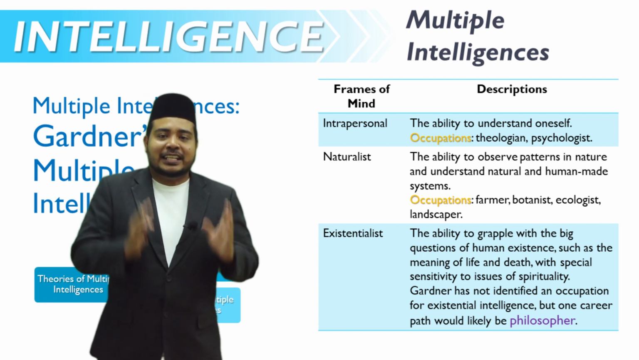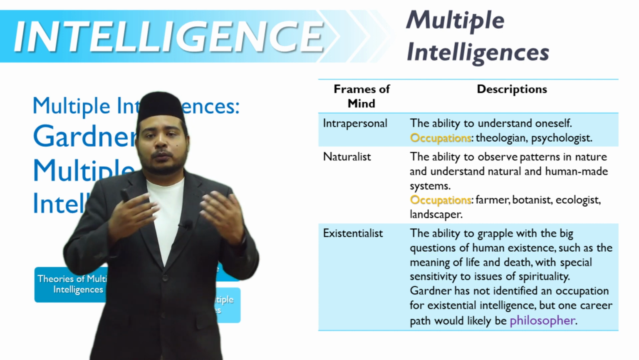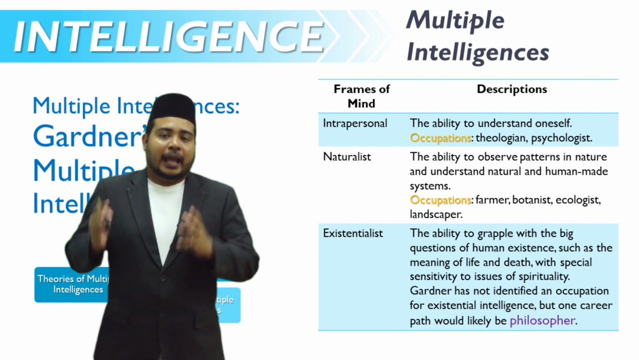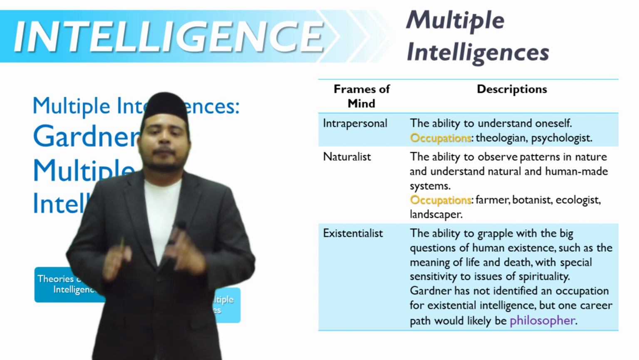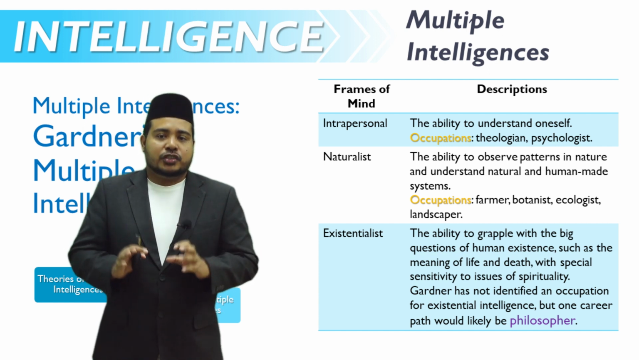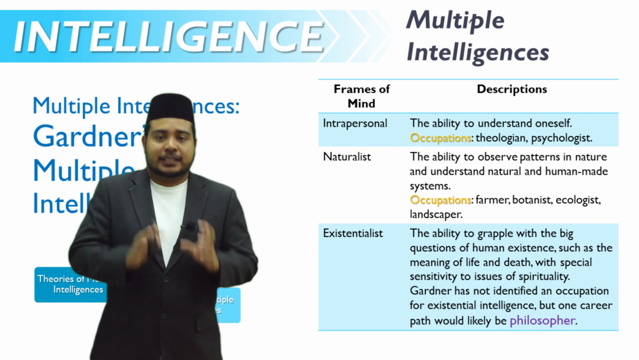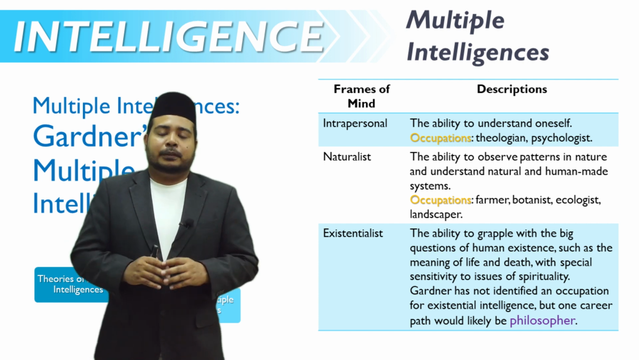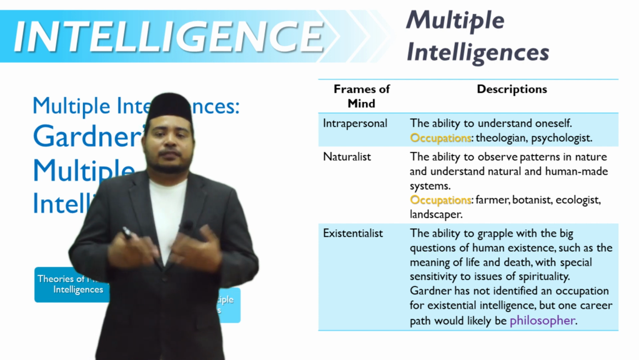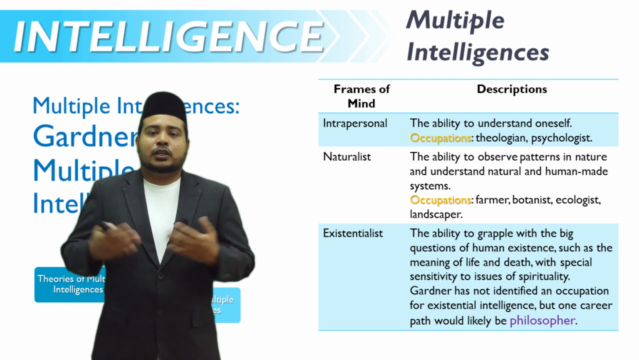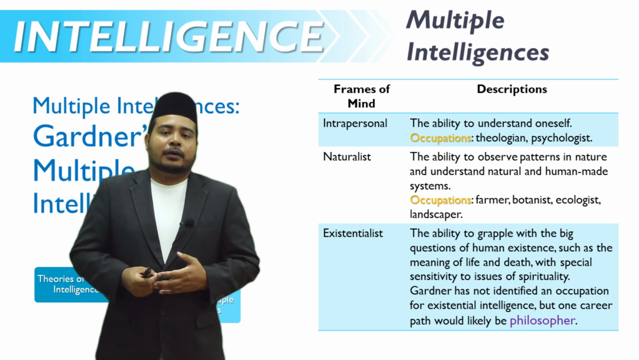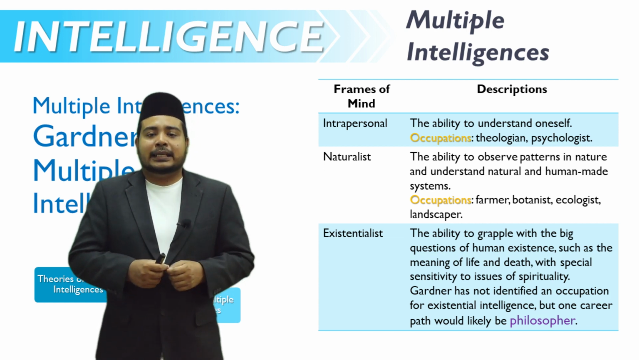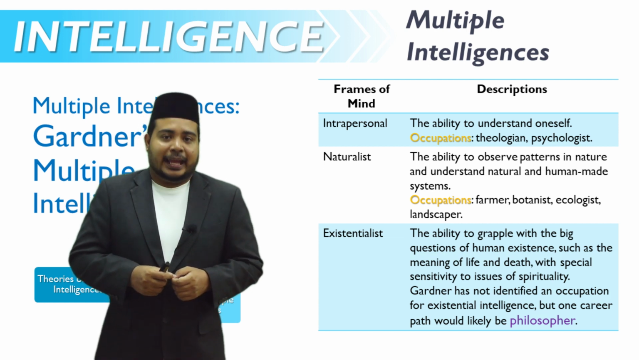Okay, naturalist intelligence. People who have this intelligence have the ability to observe patterns in nature and understand natural and human-made systems. These are the people who are suitable to work as farmers, botanists, ecologists, and landscapers. And the last type of multiple intelligence is existentialist.